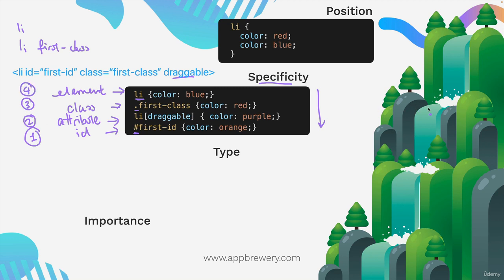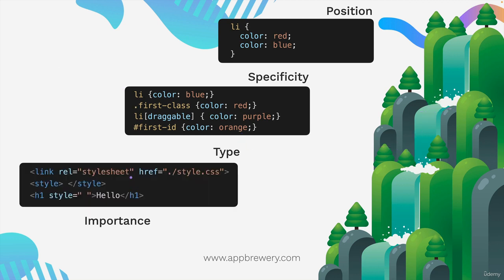If we think about our cascade, starting up here, firstly, we look to see if there are any element selectors that target a particular element. Then we look at class, then we look at attribute, and finally we look at ID. And if we applied the CSS rules in this order, then the final one will be the one that will be applied. So if all of these rules were applied to this particular element, then finally what we would see is the text would be orange.